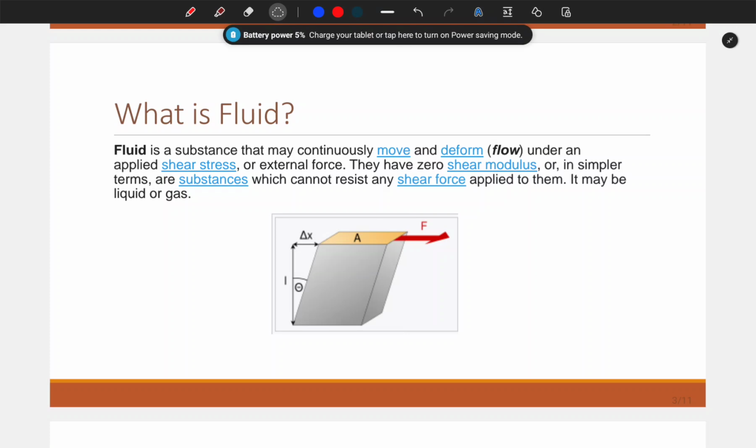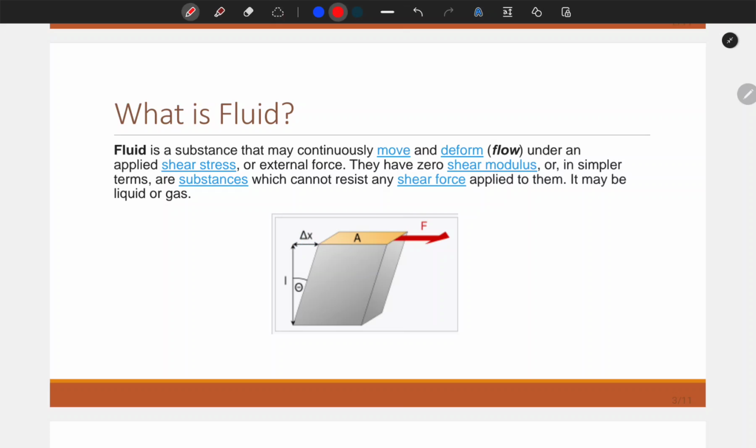So fluid is any substance which can deform continuously under the action of shear force. Like you can see in the diagram here, the force F is applied on this fluid and the deformation can be observed, which can be written as delta X. So when we apply any shear force on this fluid, this shear force may be very small and it may be constant, but the deformation continues.